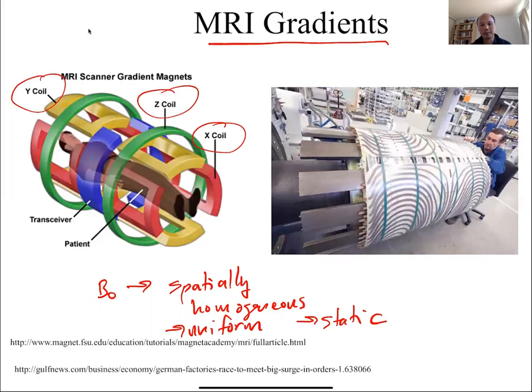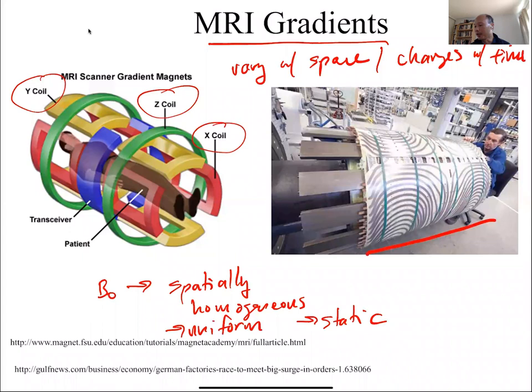The gradients are going to be quite different. They are going to vary over space. They create a field that varies with space and also changes with time. So they have a very different role, and they're going to be critical for how we actually make images with MRI. This is, I think, from the Siemens factory, a picture of what a gradient coil looks like.